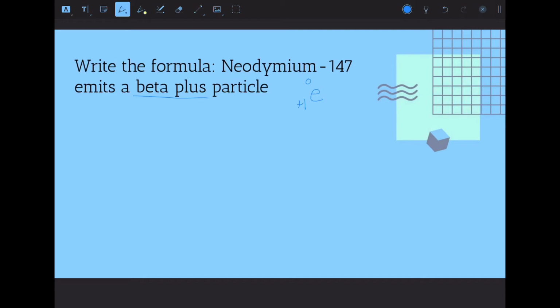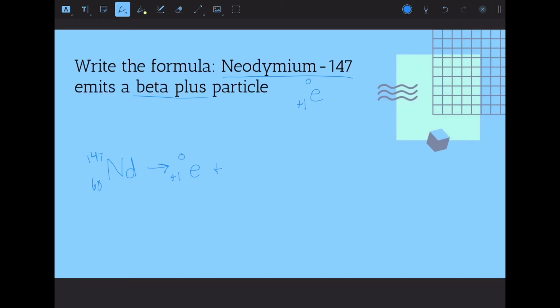Okay, so here we go. Neodymium 147. Neodymium is a lanthanide, so you need to make sure that you're down on those bottom two rows of the periodic table. And it's number 60. Its symbol is Nd, and it is number 60, 147 on top. Emits, and then we are going to go ahead and put in our beta plus particle, e 0 plus 1, and then the last thing that we need to do is include the last nuclear symbol here.